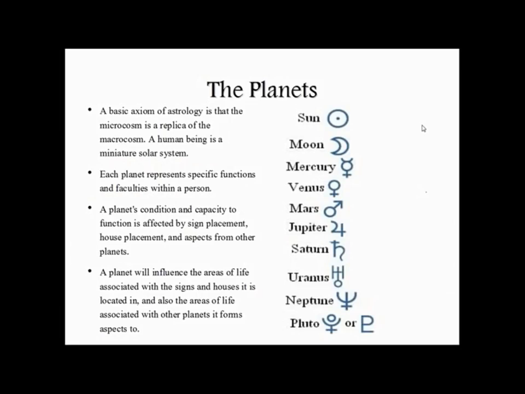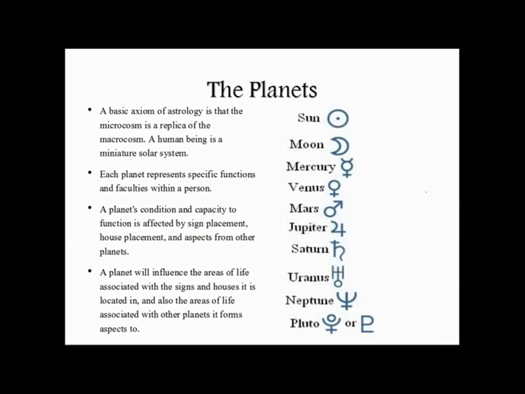So, each planet represents specific functions and faculties within a person. This is very important. There are different systems of psychology out there that have attempted, as I understand it, to map the human psyche and to map the functions in a human being, the different drives and faculties in a human being. And it's appropriate for such systems to try and do this, to try and create a map that helps one to see in an objective way what makes us tick and what we're comprised of.